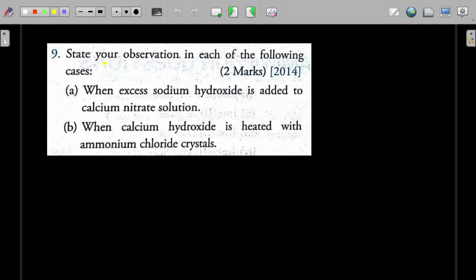State your observation. Okay. Rishi, tell me the first one. Very good. Yes. So we will get initially a white precipitate. It remains insoluble in excess. Okay, both points we have to write. Fine. Tanisha, can you tell me the second one?